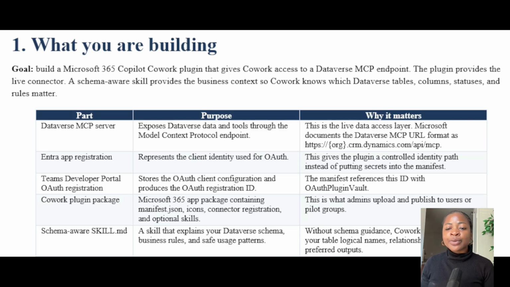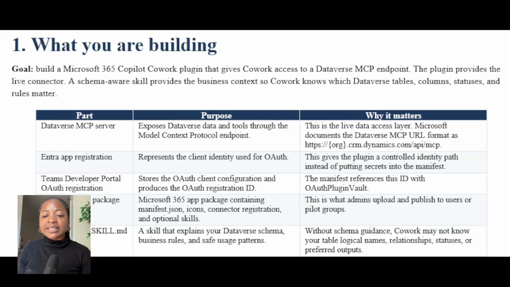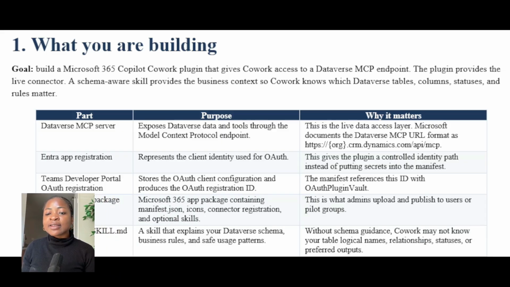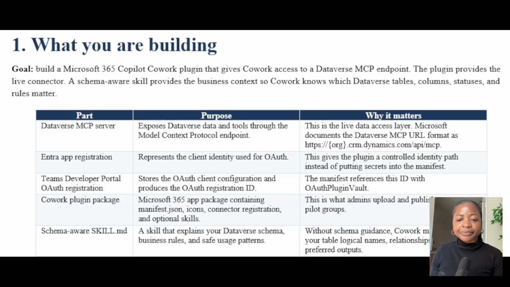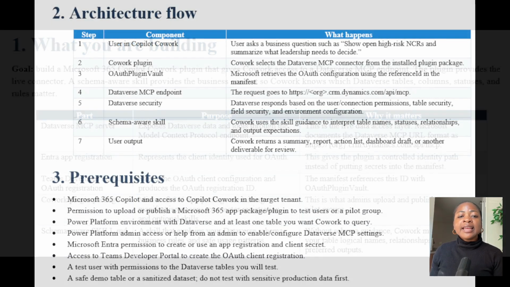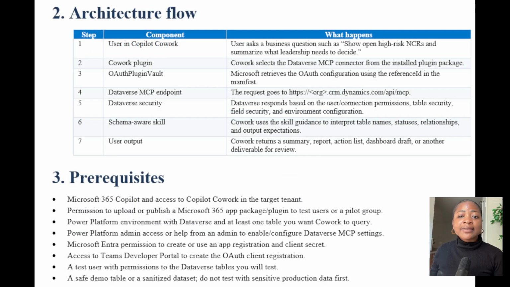Yes, because it will help Cowork to resolve the different skills, the different table logical names, the relationships, and all those types of things, and also the preferred prompts that you have. That being said, now what is the architecture flow here? So the user is in Copilot Cowork, and then we have a Cowork plugin.